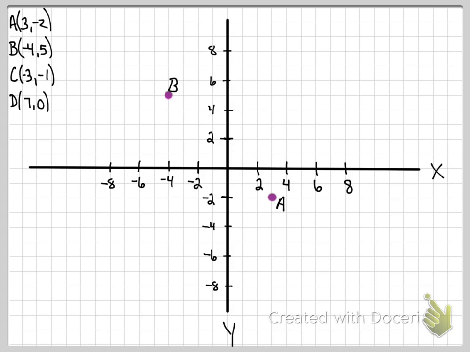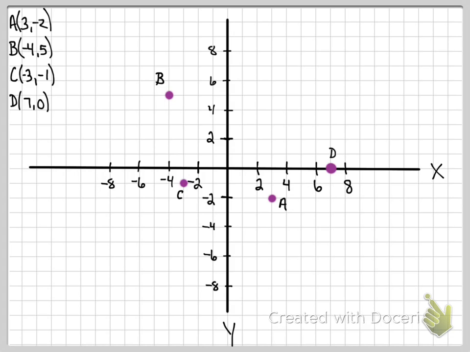Okay, let's see who can do point C. Who can do point C? Right, so did you plot point C right there? Negative 3, negative 1. Who got that right? Negative 3, negative 1. Okay, now let's look at point D. Point D is at 7, 0. Where do you think that one's going to go? Okay. And then do you go anywhere on Y? No. So your point goes right on the line.